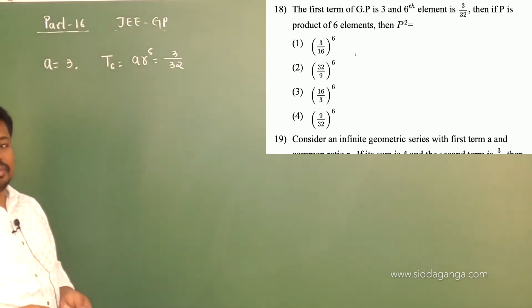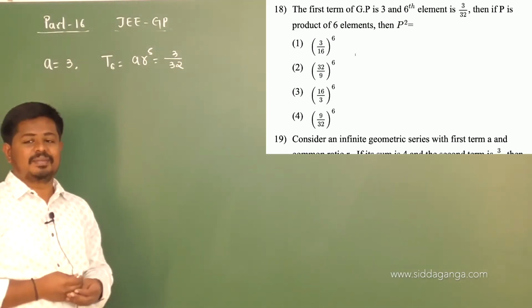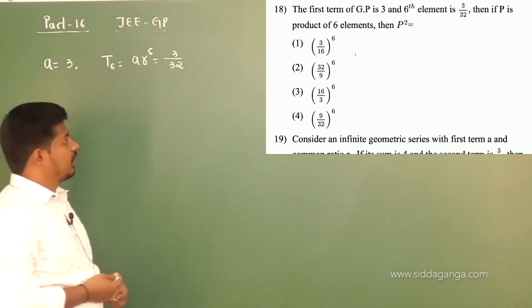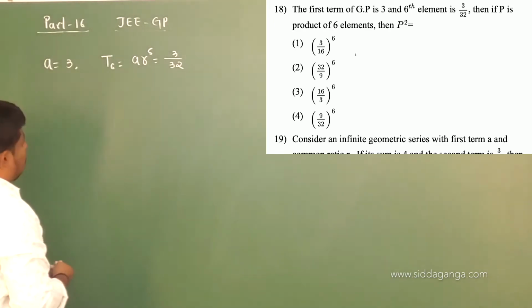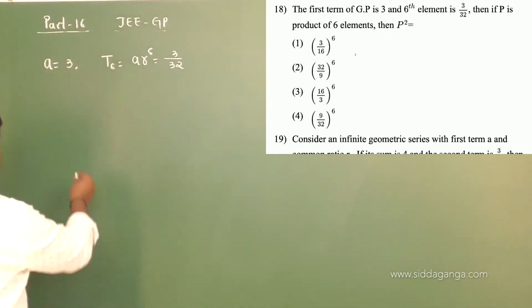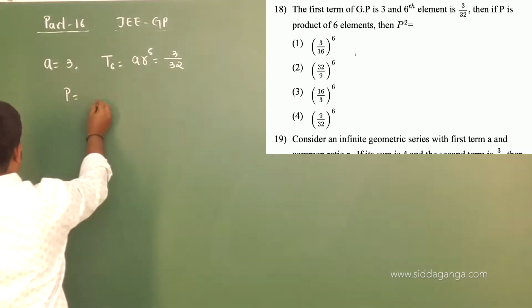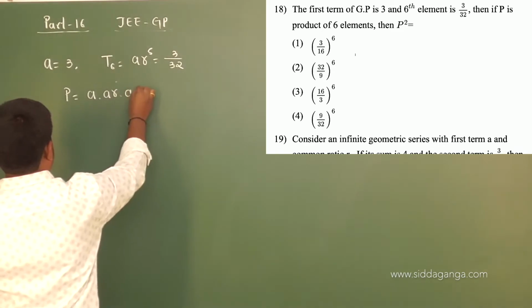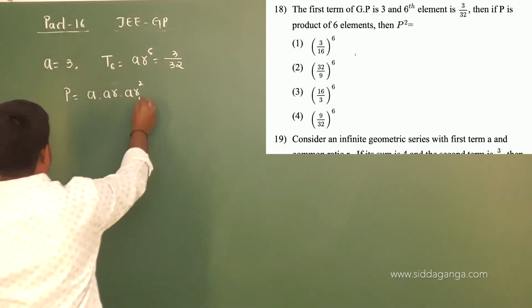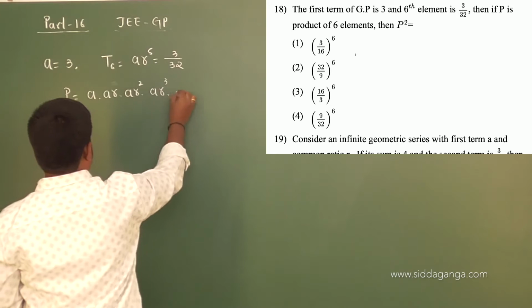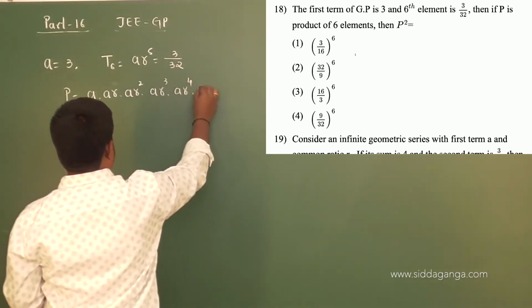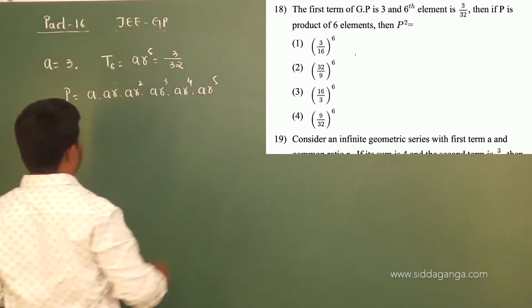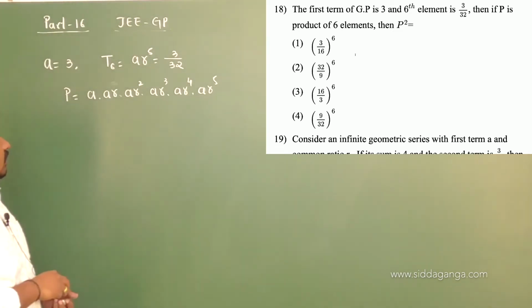So 3 by 32, then P is the product of the first 6 elements. Then what about P square? So P is given by P is equal to A into AR into AR square into AR cube, AR power 4, AR power 5. This is P. So then what is P square?